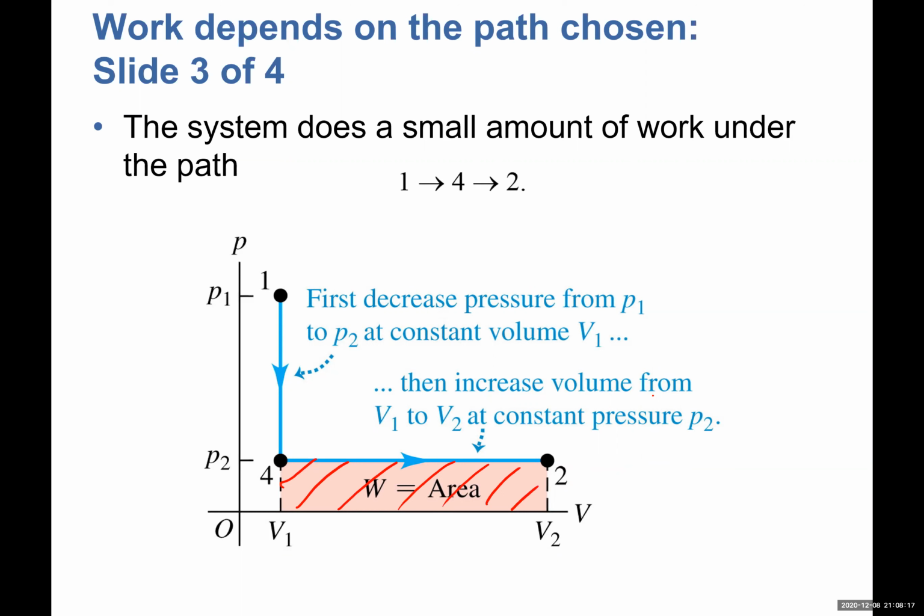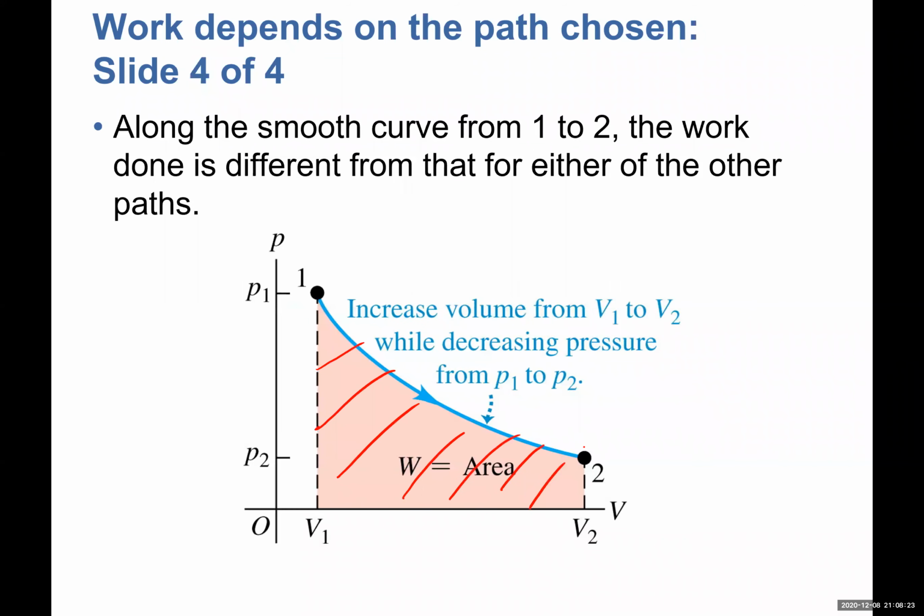Okay, and then obviously going from 1 to 2 is kind of in the middle in terms of the work done, right? Somewhere between the maximum work done and the minimum work done. So let's say this is still some amount of work done, which is greater than going 1, 4, and 2, but less than going 1, 3, and 2.